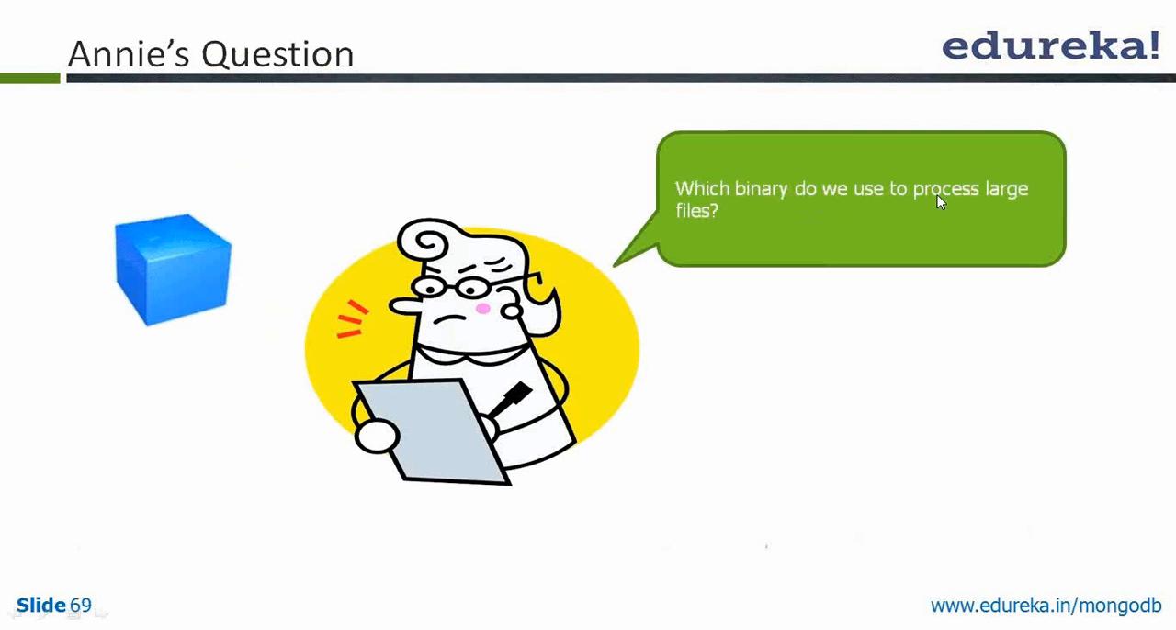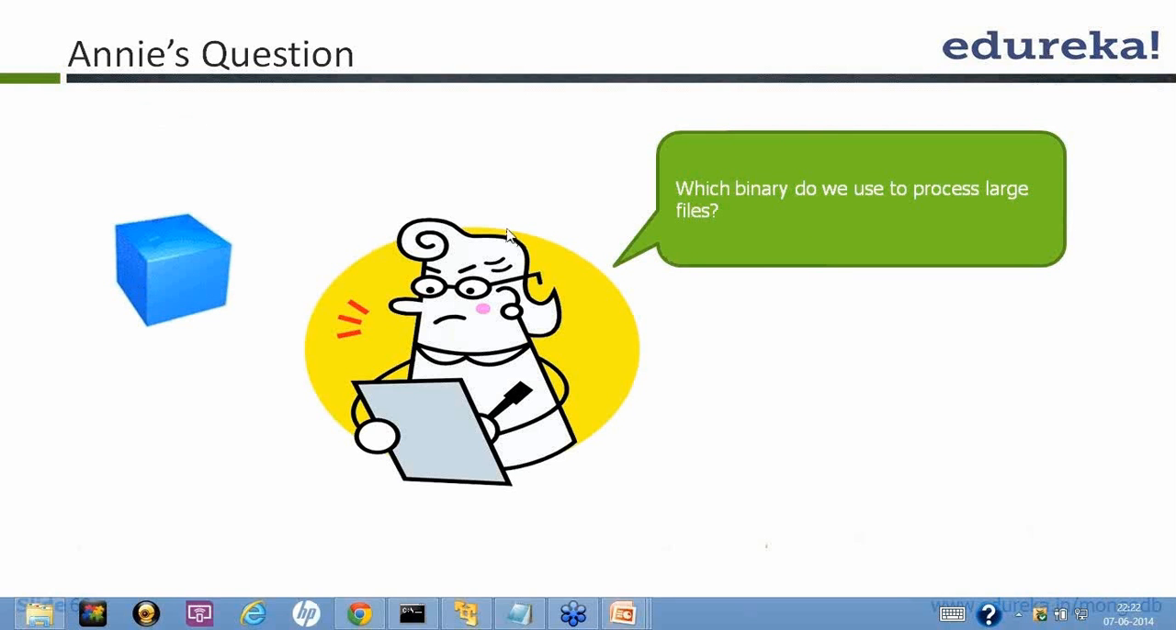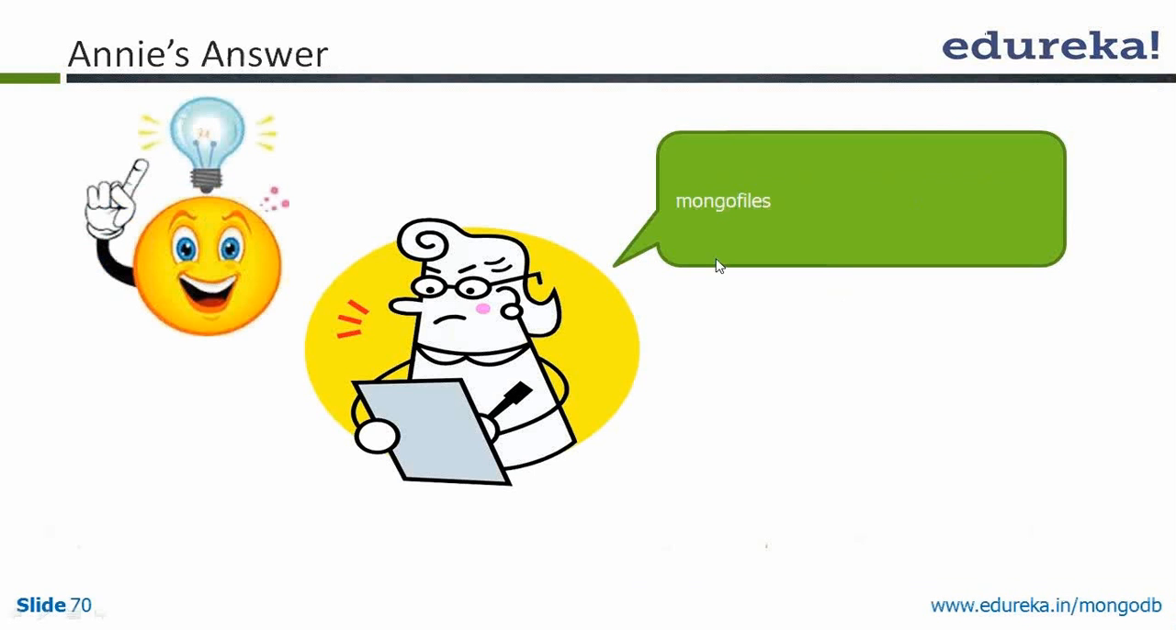Which binary do we use to process large files? Guys, you have to answer this because three times I have highlighted this point. Not upload strength. It's GridFS, mongofiles. Yes, Saurabh has answered, Apsar has answered, Krishna has answered. Yeah, fantastic guys. Very nice attempt. So it's mongofiles or the GridFS API.